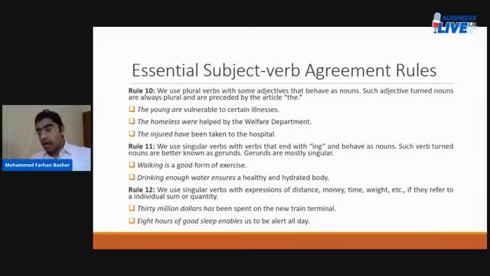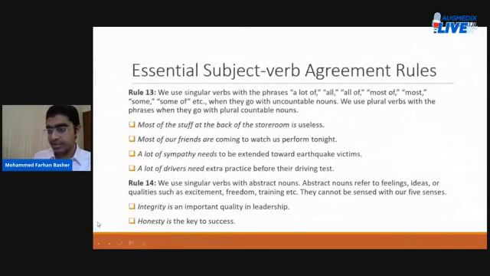Good. All right. Moving on to the next slide and the final slide of today's lecture, we have rule number 13 and rule number 14. In rule number 13, we use singular verbs with the phrases a lot of, all of, most, some of, etc. when they go with uncountable nouns. We use plural verbs with the phrases when they go with plural countable nouns, right?